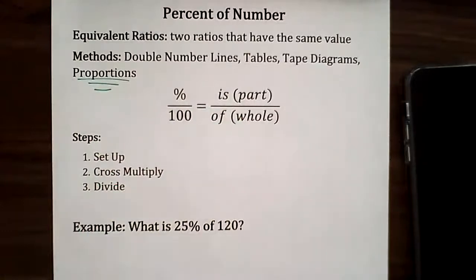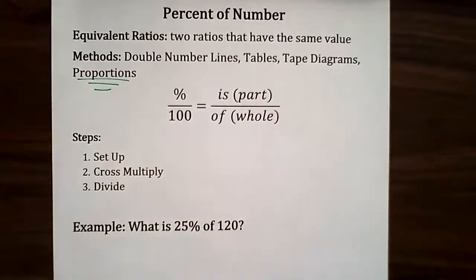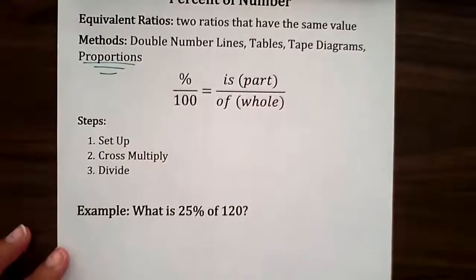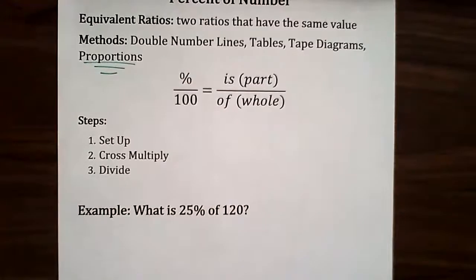So here are our steps. We're first going to set up our proportion. We're going to cross multiply, and then we're going to divide. We're going to set it up, then we're going to cross multiply, and then we're going to divide. So let's look at our example. It says, what is 25% of 120? So I want to take 120, that's the whole amount, and I want to break it down to only find the number that represents 25% of that.